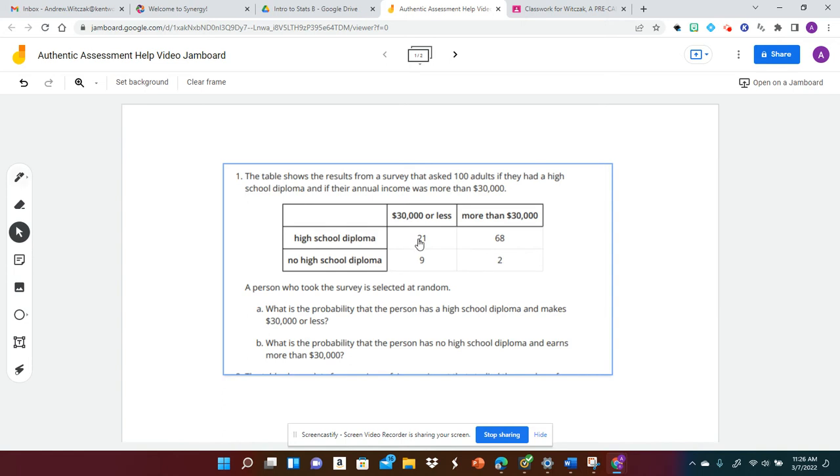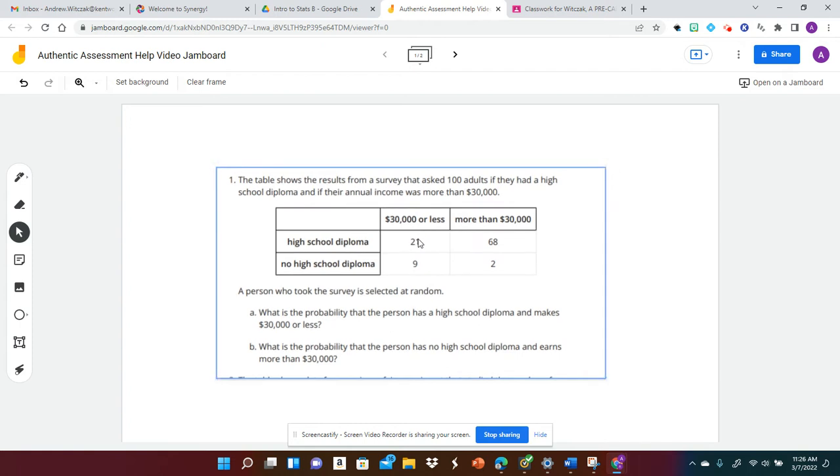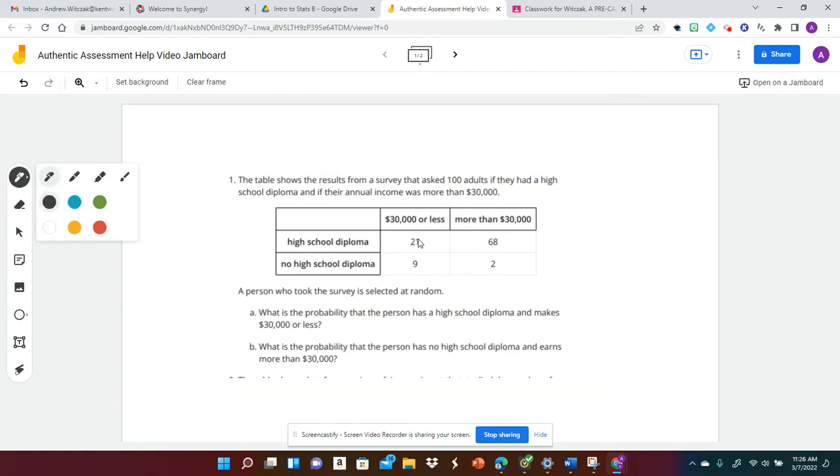Let me switch to my pen over here. And I'll put that in blue. So we're going to go 21 people out of, and now we need our total. So what I'm going to do here is just add down the count across the rows. So 21 plus 68 gives me 89 people who have a high school diploma. And then 9 plus 2 is 11 people that don't. And then if I add that, that gives me 100 people.